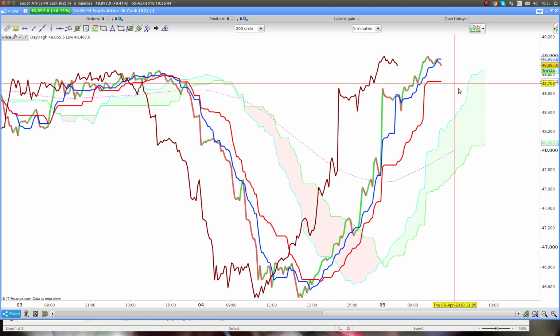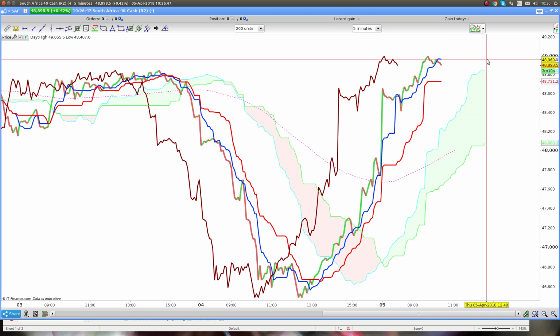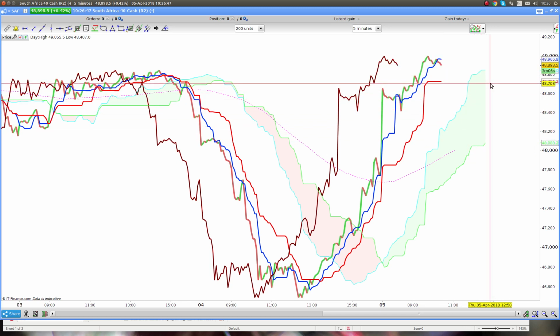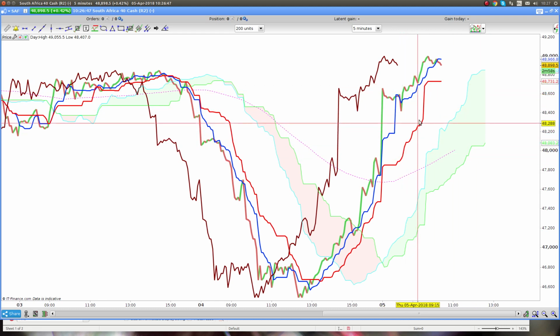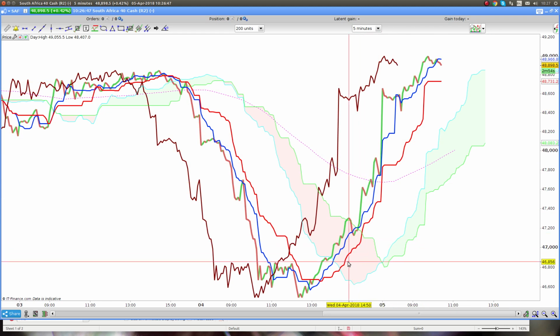So you'll often hear people saying our future is bright, meaning there's a thick cloud here and it's green, which means price is going up. But as with all indicators, this is a lagging indicator, so you need to keep that in mind. You then have the red line, which to me is probably the most important concept of Ichimoku.